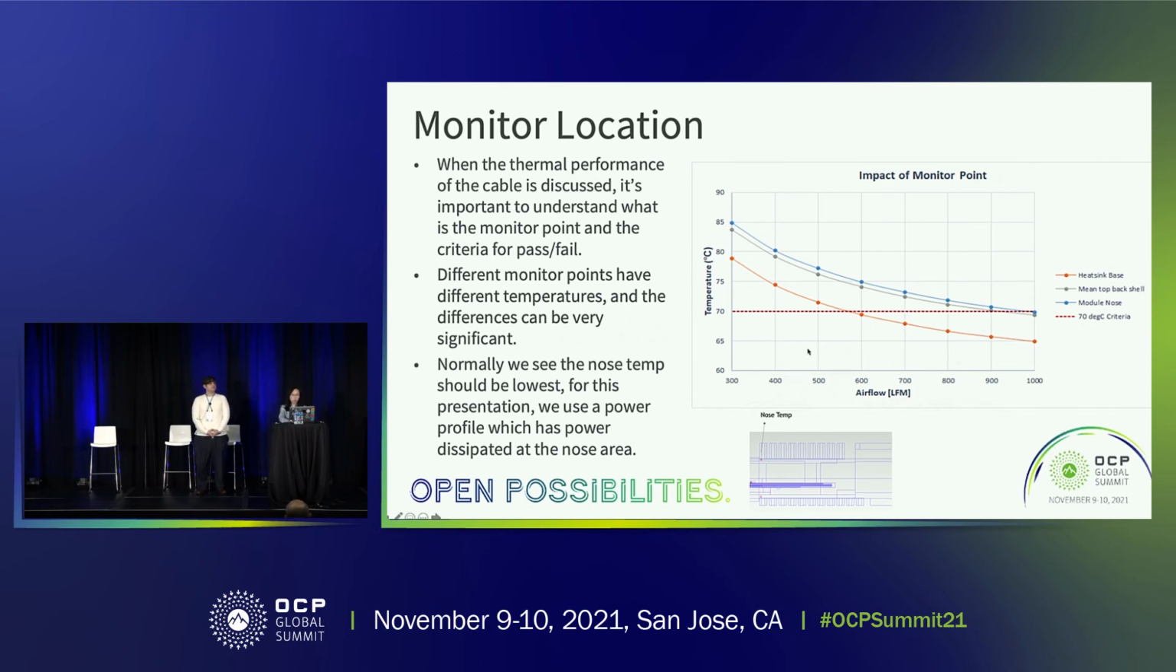I also want to point out that normally we see the nose temperature should be lowest, and it's close to the ambient. But for this specific case, because the power profile and power dissipation are located in the nose area, the nose temperature is slightly higher than in normal cases. But again, for the purpose of this slide, we want to point out that the temperature limitation will be very sensitive to what kind of monitoring location we use.